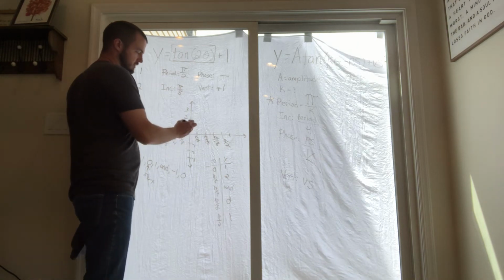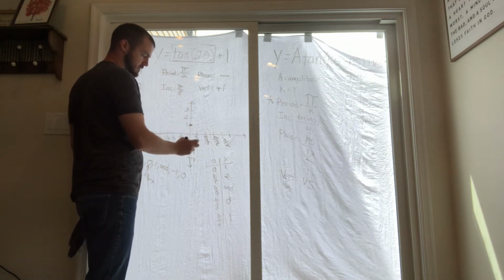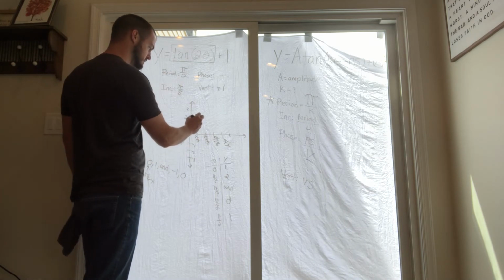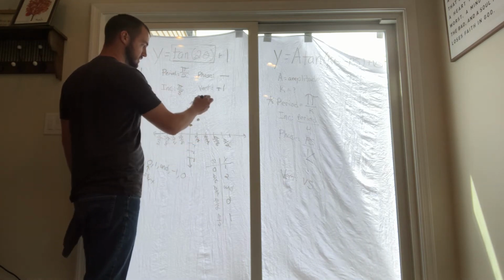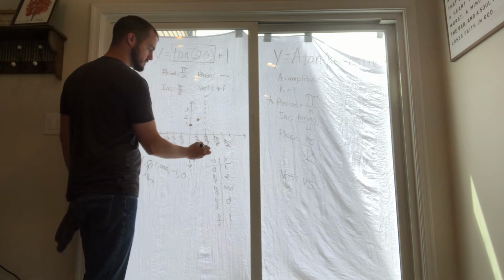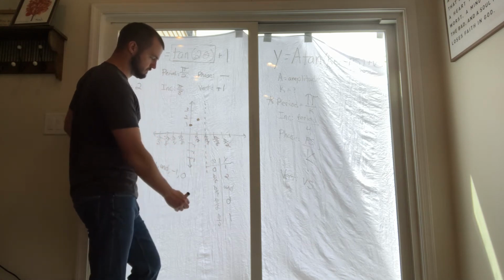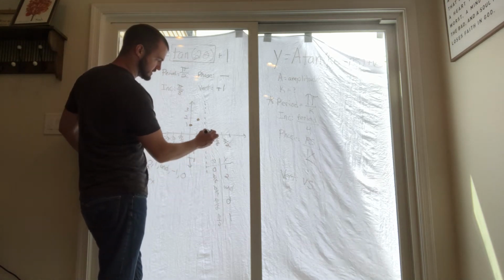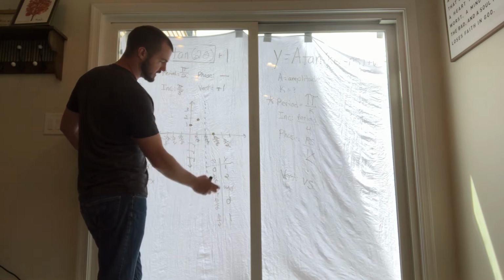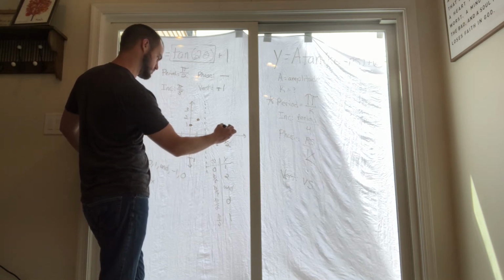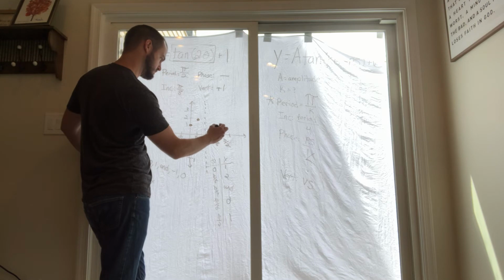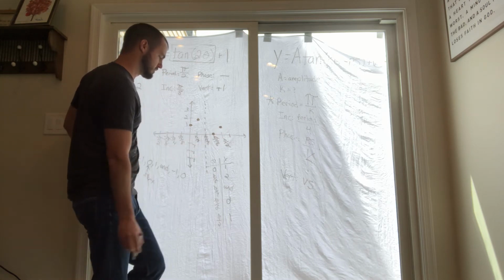Okay, so 0 and 1, pi over 8, 2. At pi over 4, we are undefined. We have an asymptote. At 3 pi over 8, we're at 0. At pi over 2, we are at 1. Okay.